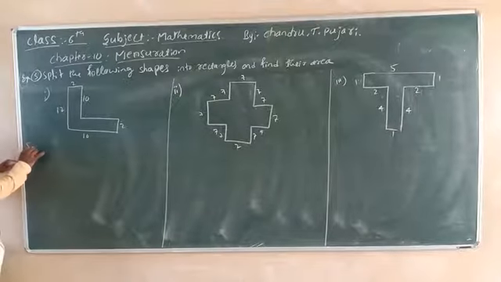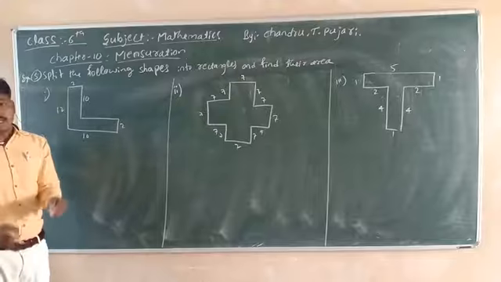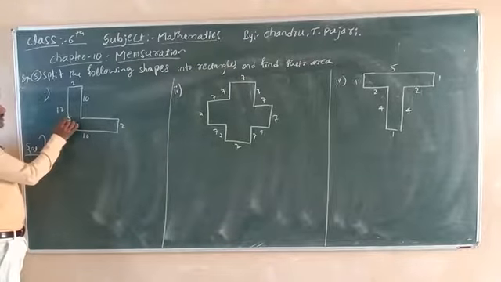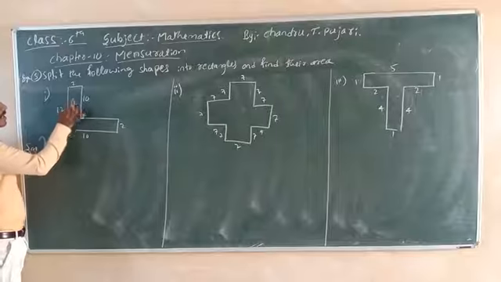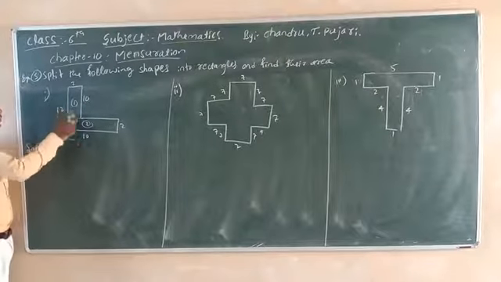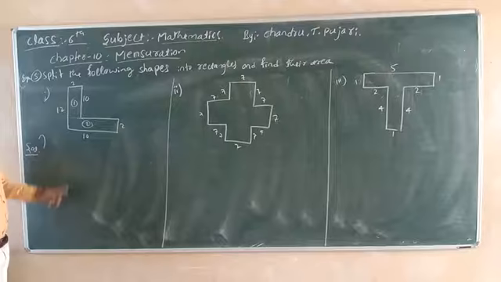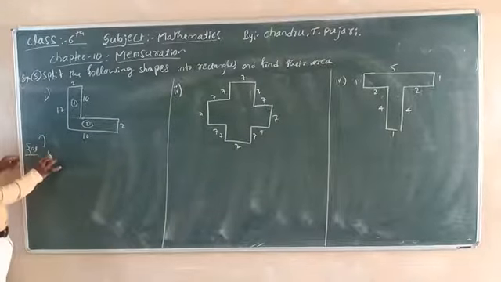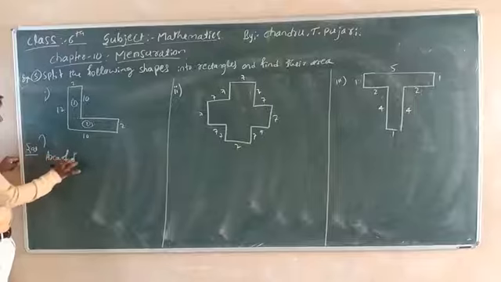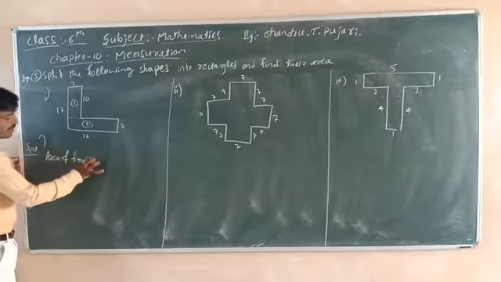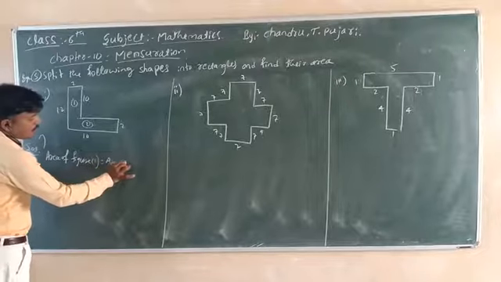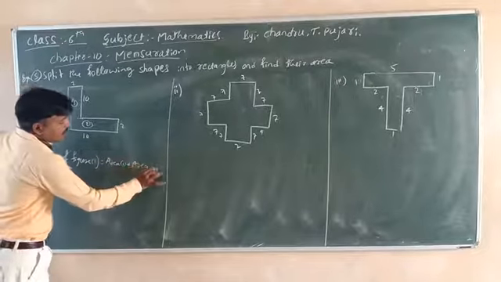Solution: in the given figure, you can split or rearrange the figure. Take one diagram: the first diagram and second diagram. These two diagrams are rectangles. Therefore, the area of figure 1 is equal to area 1 plus area 2.